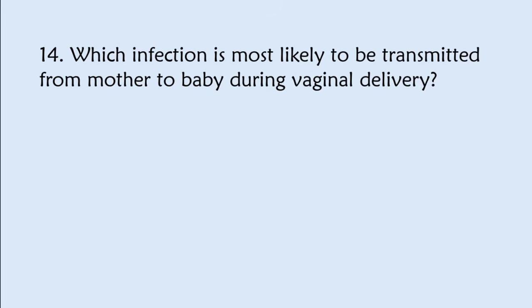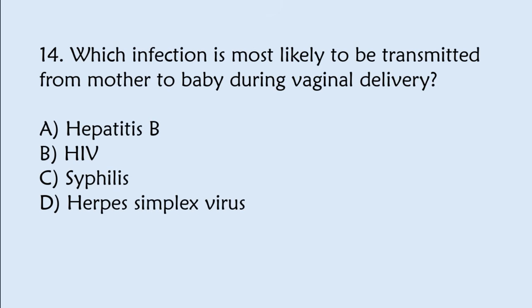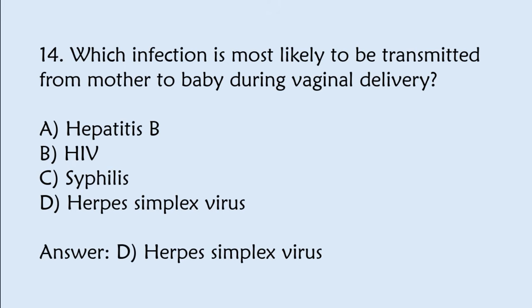Which infection is most likely to be transmitted from mother to baby during vaginal delivery? Hepatitis B, HIV, syphilis, herpes simplex virus. Correct answer is option D, herpes simplex virus.